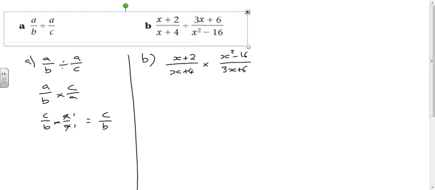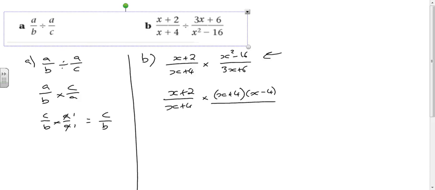So still with kiss and flip, that bit's done. Now we're going to have a look at factorising. We can't factorise anything on the first fraction, so that remains as x plus 2 over x plus 4. However, with the next one, again, it's a difference of two squares. x times x makes x squared, 4 times 4 is 16, so we can have x plus 4 times x minus 4.